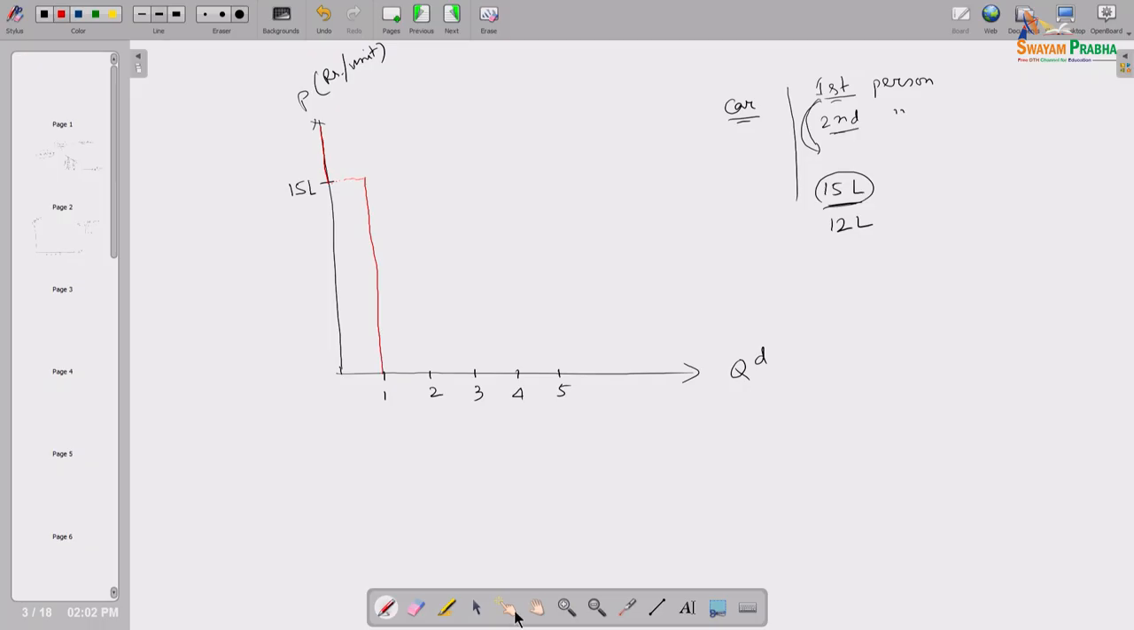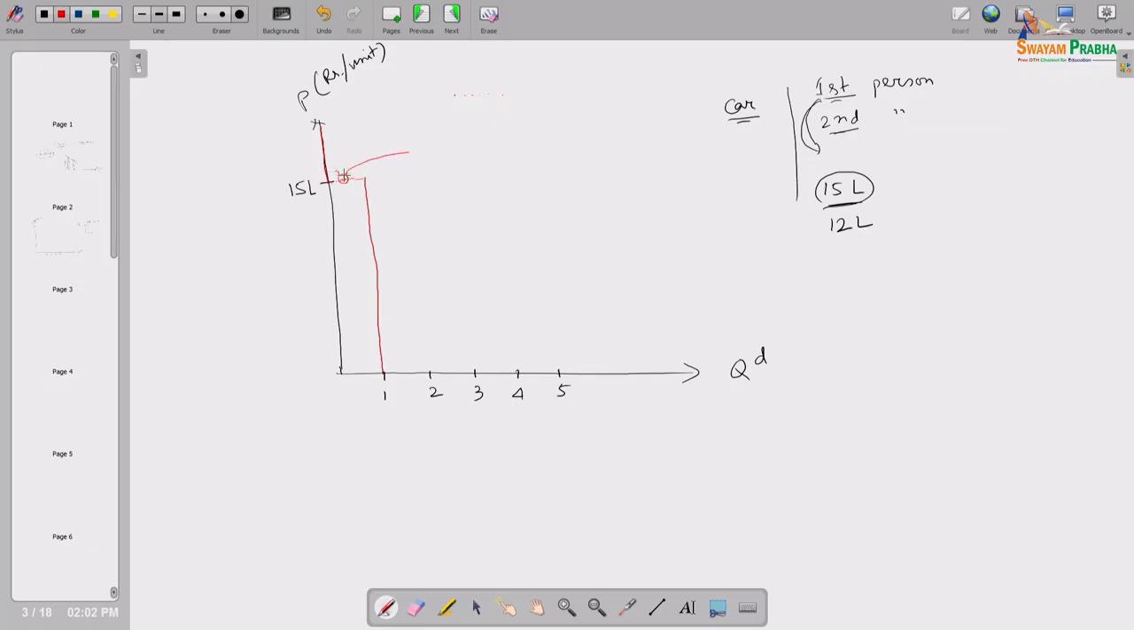This red line, look, in between here I am showing this kind of break. This break means that in between there is no point, it does not have any meaning, right.